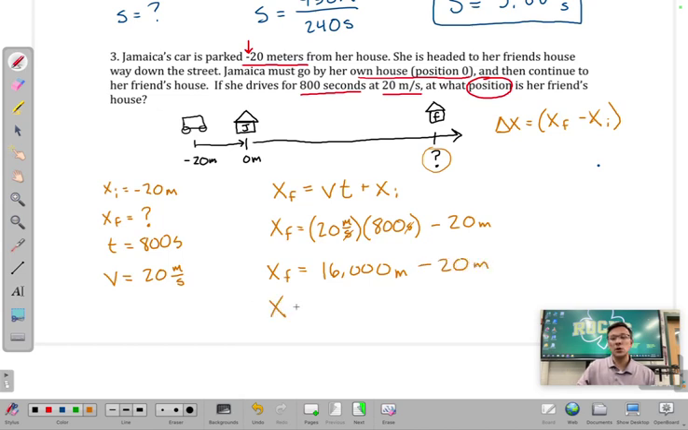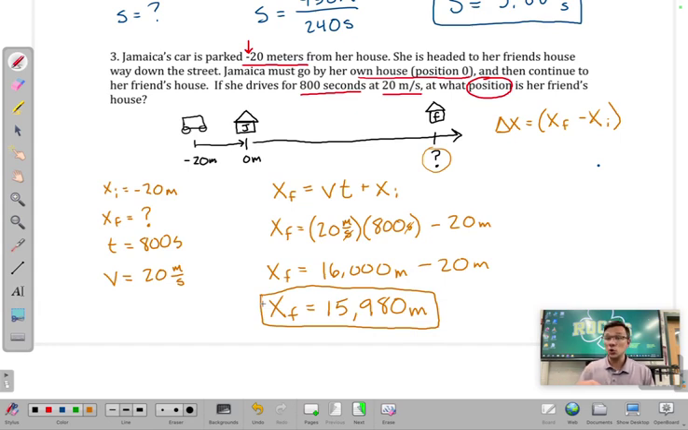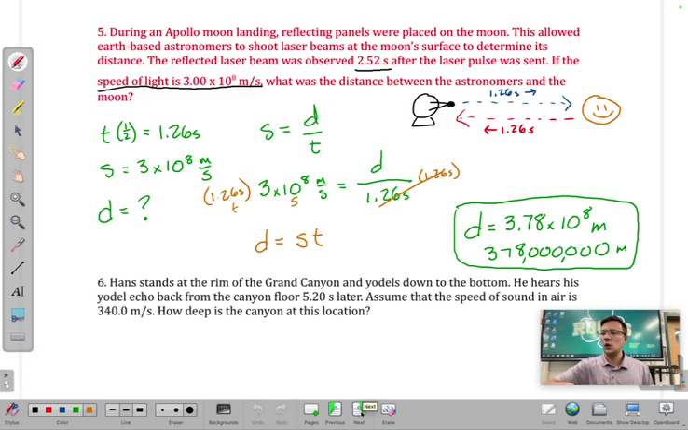So ultimately, her final position is 15,980 meters from her own house. How far did Jamaica actually move? She moved 16,000 meters, but because she started at negative 20, her final position is 15,980. Hopefully that makes sense. Let's go ahead and move on here to number 4.